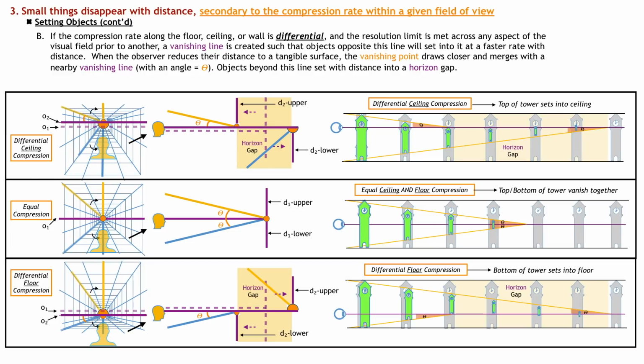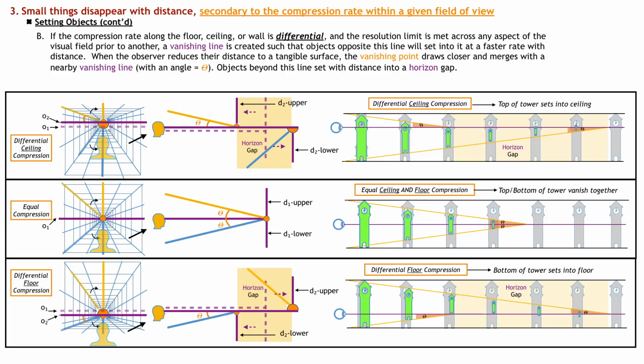So to continue this, that was equal compression. So we're in a hallway again where the floor and the ceiling and the walls are equal distant from the observer. And now we're going to lower ourselves down to the floor or raise ourselves up towards the ceiling. And we're going to now have a differential compression within that field of view. So if the compression rate along the floor, ceiling, or wall is differential, and the resolution limit is met across any aspect of the visual field prior to another, a vanishing line is created such that the objects opposite this line will set into it at a faster rate with distance.